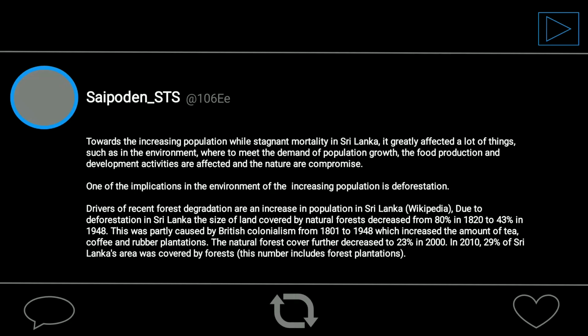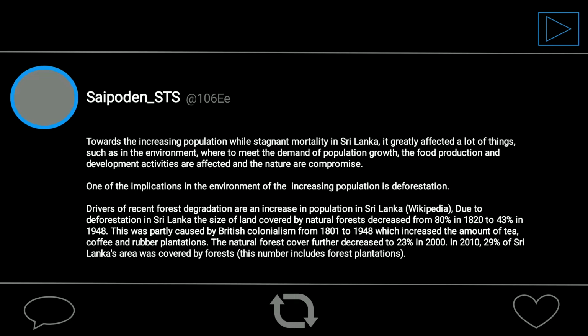Towards the increasing population with stagnant mortality in Sri Lanka, it greatly affected a lot of things, such as the environment, where to meet the demand of population growth, food production and development activities are affected and nature is compromised. One of the implications to the environment of the increasing population is deforestation. Drivers of recent forest degradation are an increase in population in Sri Lanka.